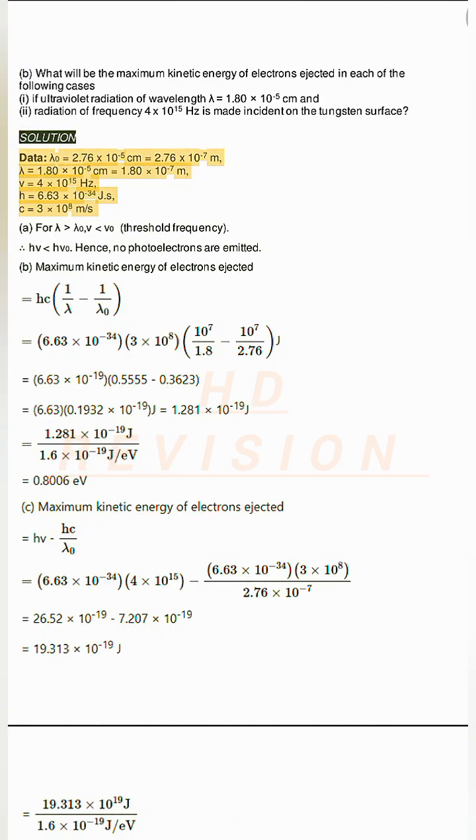Solution. Data. λ0 = 2.76 × 10⁻⁵ cm = 2.76 × 10⁻⁷ m. λ = 1.80 × 10⁻⁵ cm = 1.80 × 10⁻⁷ m. ν = 4 × 10¹⁵ Hz. h = 6.63 × 10⁻³⁴ Js. c = 3 × 10⁸ meters per second. A. For λ greater than λ0, ν less than ν0, the threshold frequency. Therefore hν less than hν0. Hence, no photoelectrons are emitted. B. Maximum kinetic energy of electrons ejected.